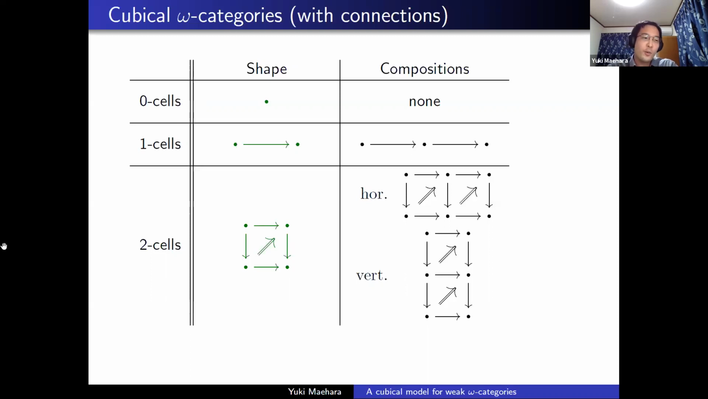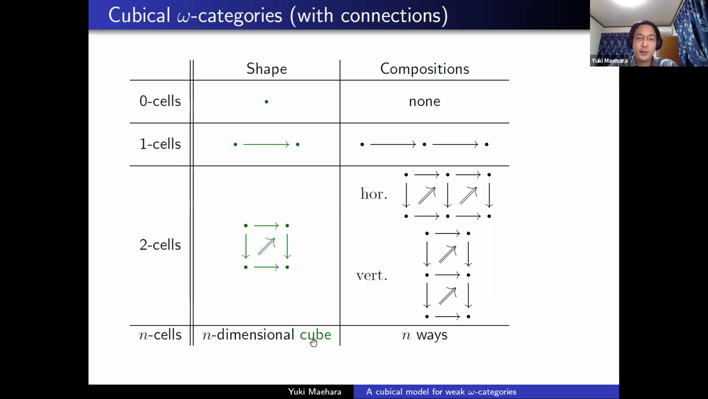Anyway, in general, we can again have n cells for any finite n, and these would be shaped like the n-dimensional cube. And we can compose them in n different ways, basically stacking these n-dimensional cubes in n different directions. So this is the definition of cubical omega category.